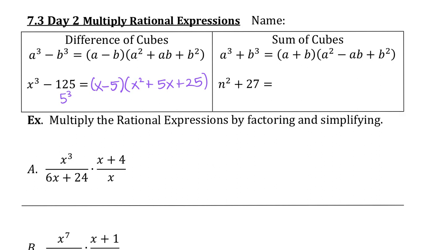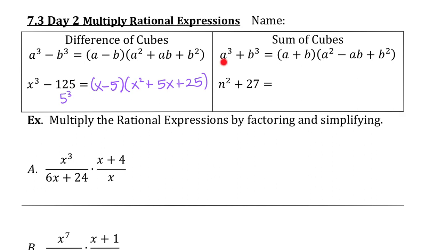Okay, and then just to check, I would do x times x squared. That's definitely x to the third. Negative 5 times positive 25 is definitely negative 125. I didn't check the middle terms, and you can, but if I at least got the first and last correct, there's a good chance I'm doing it correct.